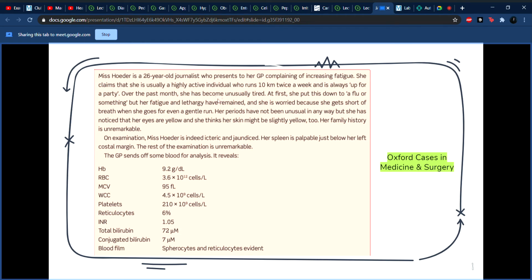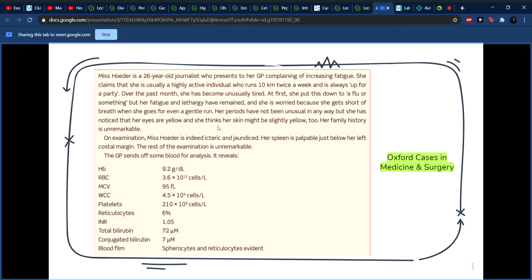Over the past month, she has become unusually tired. At first, she put this down to a flu or something, but her fatigue and lethargy have remained, and she is worried about getting shortness of breath, because she gets shortness of breath when she goes for even a gentle run. So it gradually becomes worse. Her periods have not been unusual in any way, but she has noticed that her eyes are yellowish, and she thinks that her skin might be slightly yellow. Her family history, however, is unremarkable.